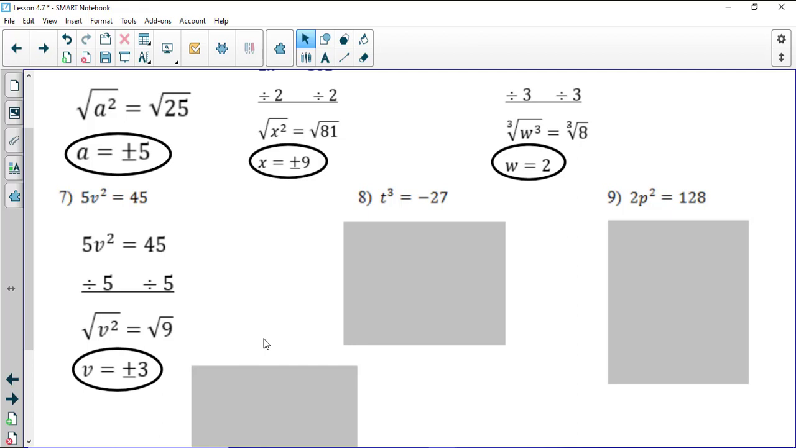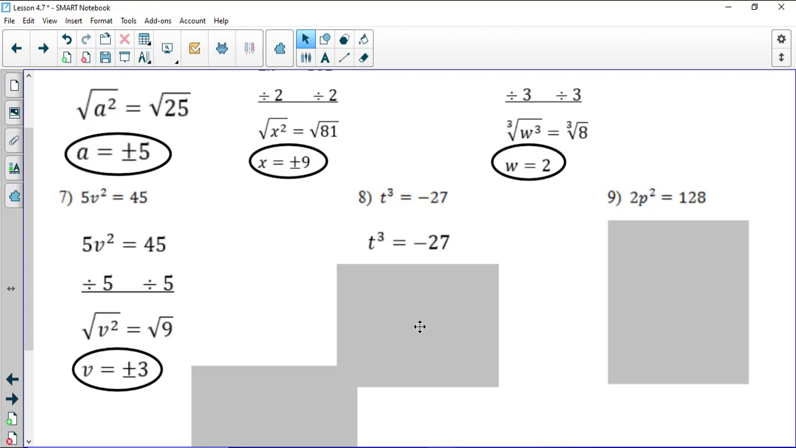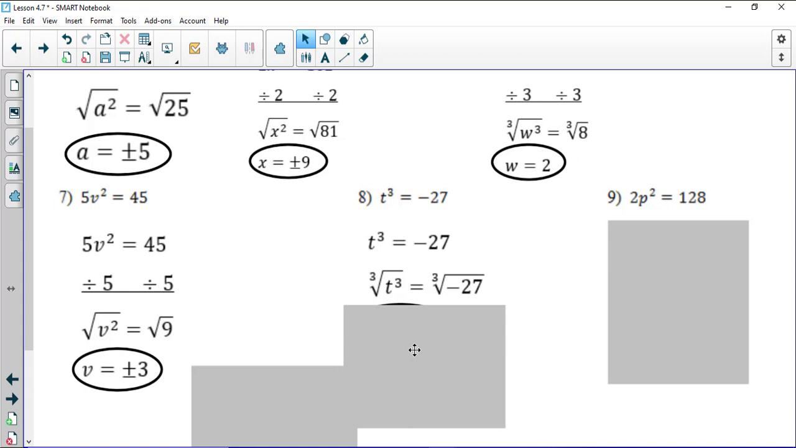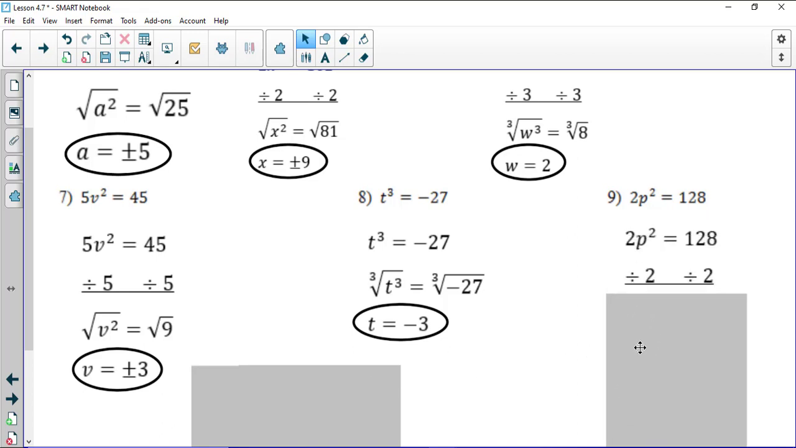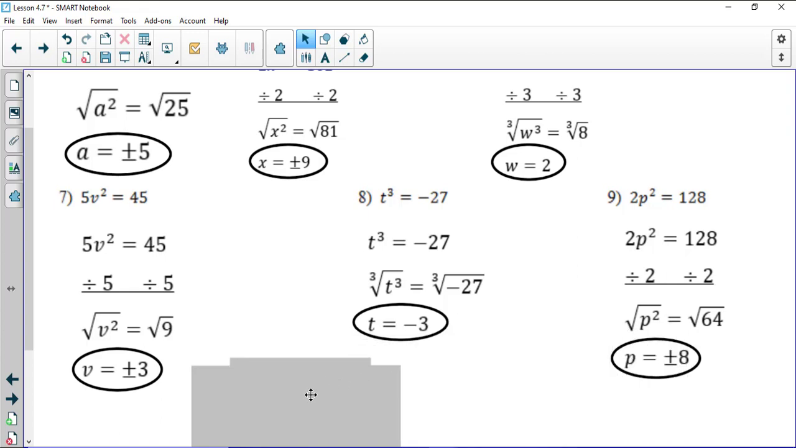All right, number 8, t to the third power equals negative 27. No need to isolate the t cubed, but we're going to take the cube root of both sides. The cube root of negative 27 is going to get us negative 3 because negative 3 to the third power gets us negative 27. All right, finally, number 9, let's divide both sides by 2 to isolate p squared. That gets us p squared equals 64. Take the square root of both sides, and our solution is plus or minus 8.